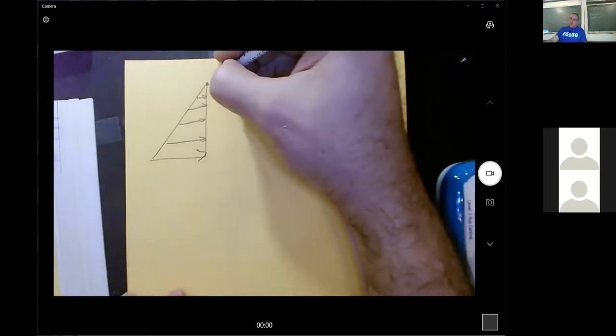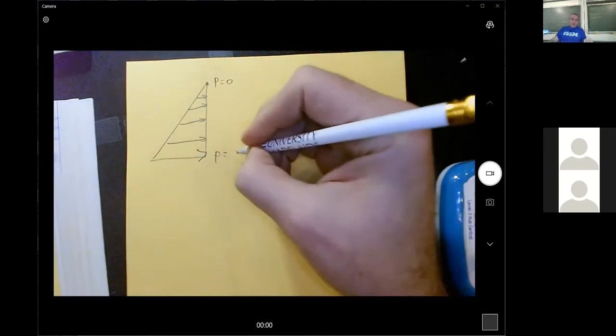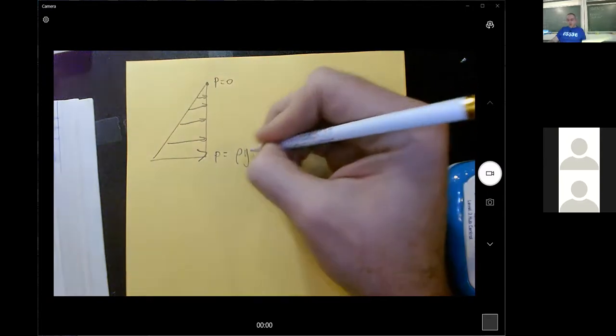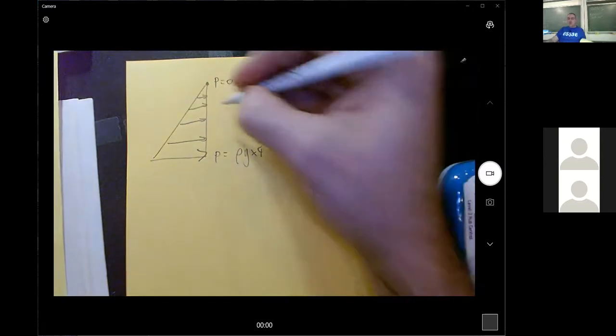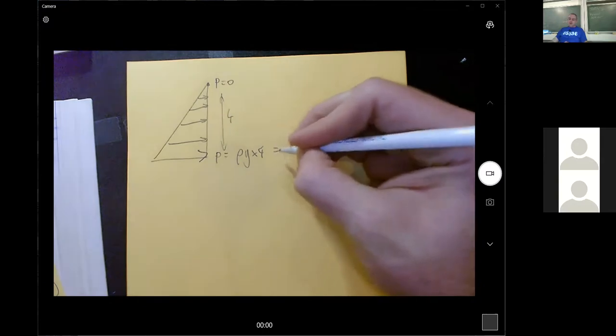All right, so these pressures, when they're multiplied by an area, will produce a force. So I know that the pressure here is 0 because it's at the top, and the pressure here will be, what did you say it was? Rho g h, and the depth is 4 at this spot. So whatever that is, I can figure it out.